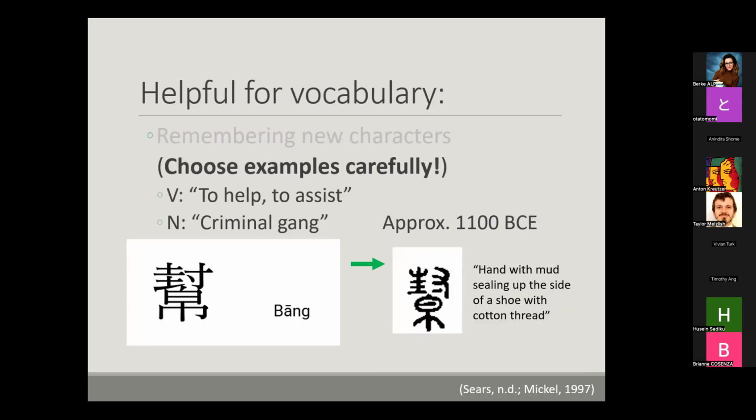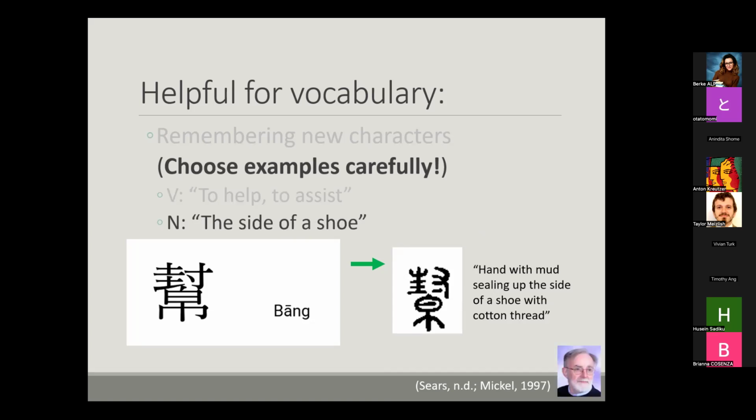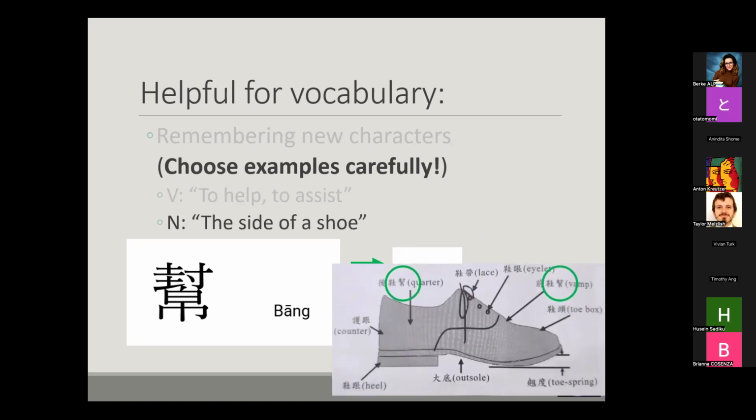But you have to be careful with your examples because you might confuse students. So, for example, one of the more esoteric examples is the Chinese word bang, which means to assist, to help, or a criminal gang. It came from an image of a hand with mud sealing up the side of a shoe with cotton thread. I wasn't really sure how that related, but I also found out later on that it also means the side of a shoe in the right context. So I guess that's still there.